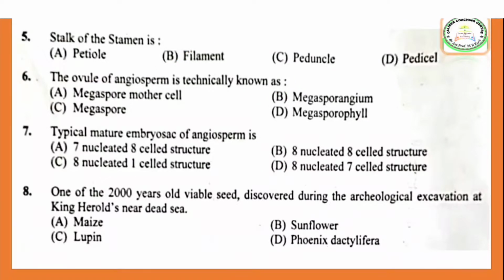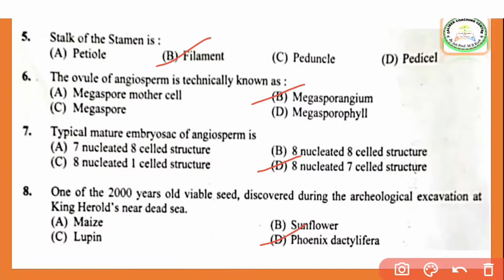Talking about question number 8. One of the 2000 years old viable seeds discovered during the archaeological excavation at King Harold near Dead Sea: maize, sunflower, lupine, Phoenix dactylifera. And the answer for this question is Phoenix dactylifera. Option D is the correct answer.